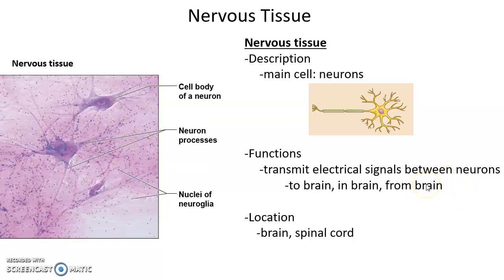And finally, nervous tissue. Nervous tissue's main cells are these large cells called neurons. Neurons function to transmit electrical signals from one neuron to the next, to the brain, within the brain, and from the brain to structures in the body. And this is all to allow us to control functions of the body. And again, nervous tissue is found in the brain and spinal cord.